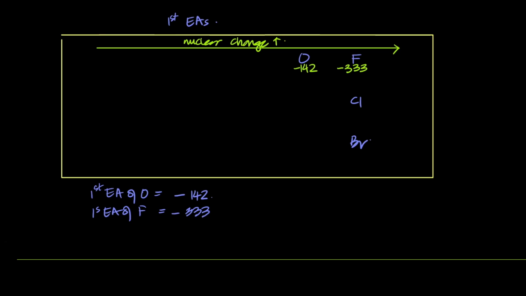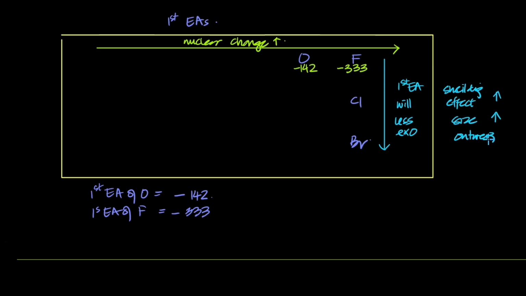But as you go down the group, we've discussed this, the first electron affinity will decrease, will become less exo. And why will it become less exo? Because the shielding effect, also known as screening effect, and size or distance outweigh the increase in nuclear charge, just like it did for ionization energy. That's what's happening. Now let me give you the actual values for these guys.